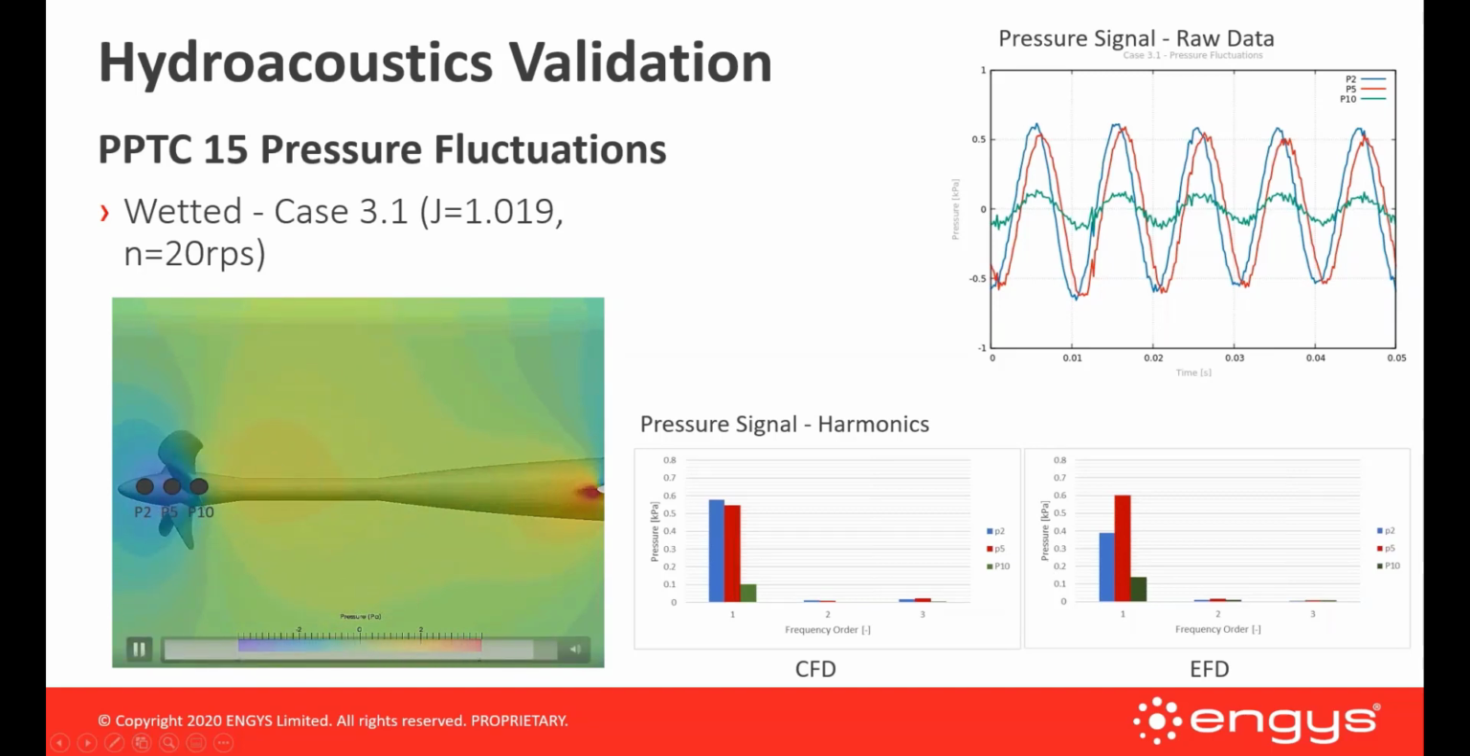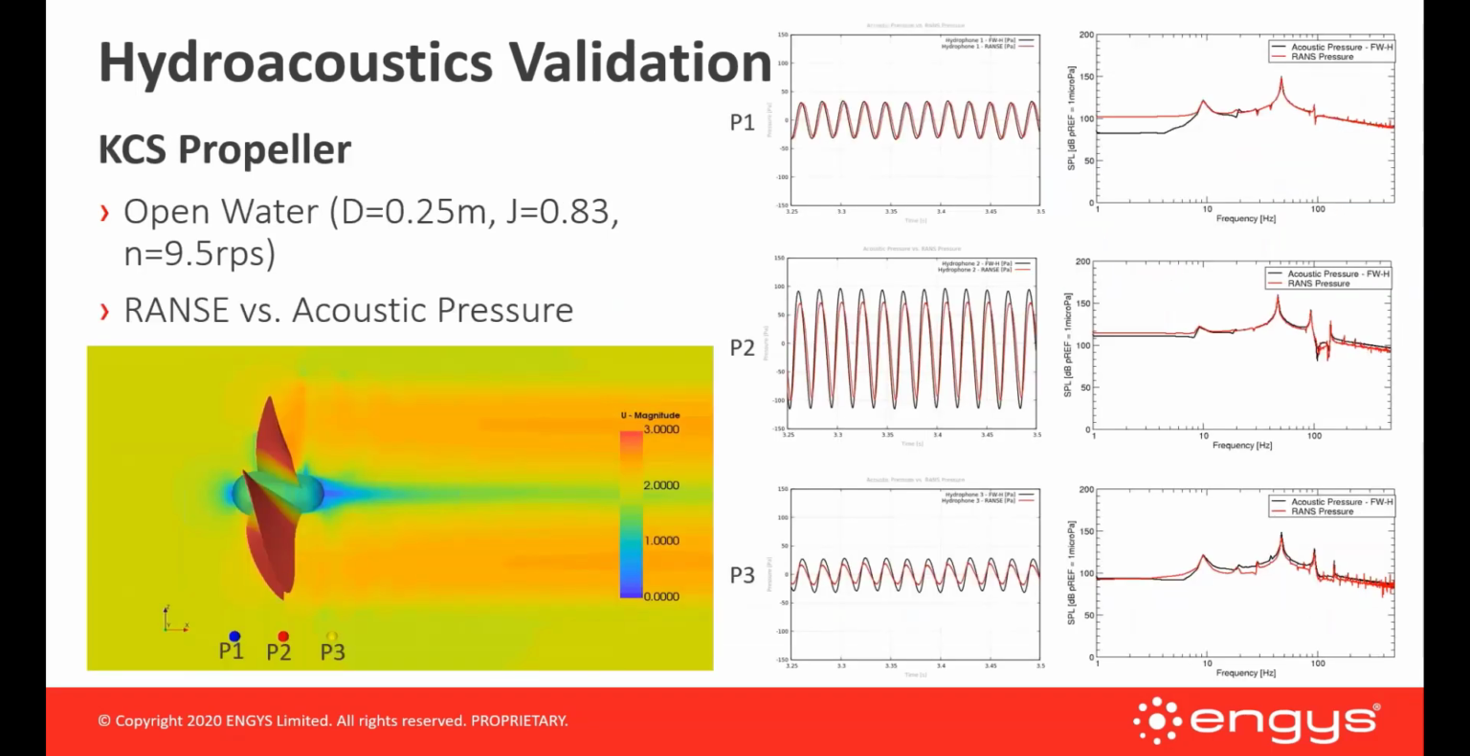This is running fully RANS. You can run this with more advanced methods like DES and LES if you want to account more for the effect of turbulence, for example, on the propeller tip, the tip vortex and things like that. But in this case, we are just focusing on RANS to keep it simple. And then once we get a good correlation with the solver itself for the source part, we focus on the propagation part. So in this particular case, we use the Ffowcs Williams-Hawkings propagation method, the line of sight method.